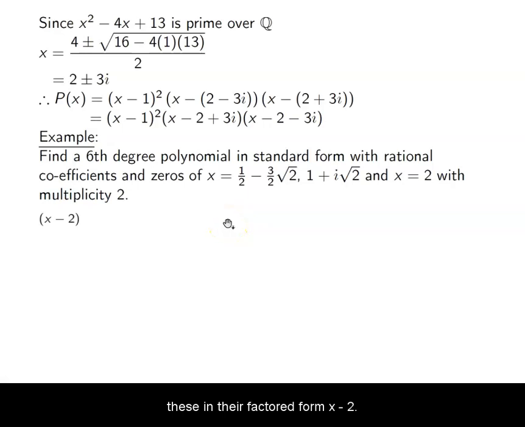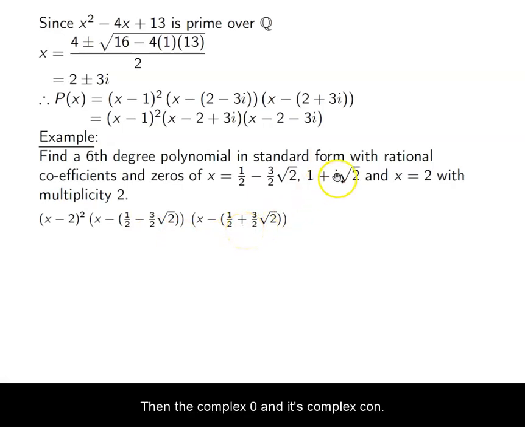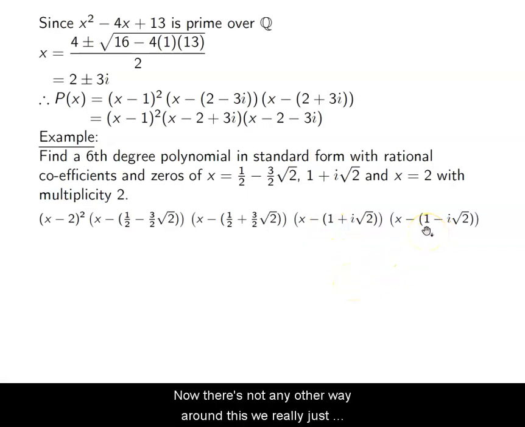So we write these in their factored form, x minus 2 squared because it shows up twice, x minus 1/2 minus 3/2 root 2 plus its radical conjugate, then the complex zero and its complex conjugate. Now, there's not any other way around this. We really just have to multiply everything out, okay? So you can pick whichever order you want to go. Obviously, this is probably the easiest one to first multiply out, and then probably this is the next one to multiply out, and then this is the next one, and then you just keep working your way down until you have your polynomial.